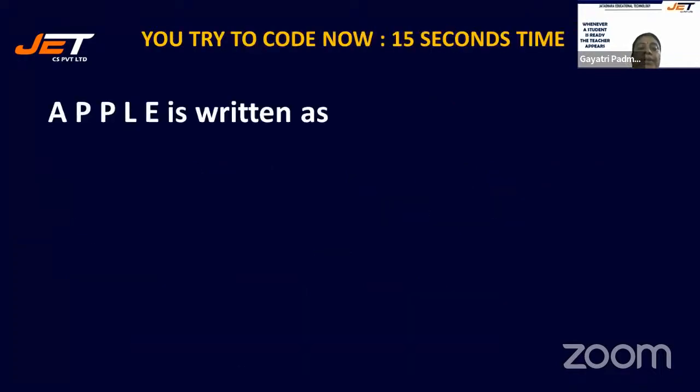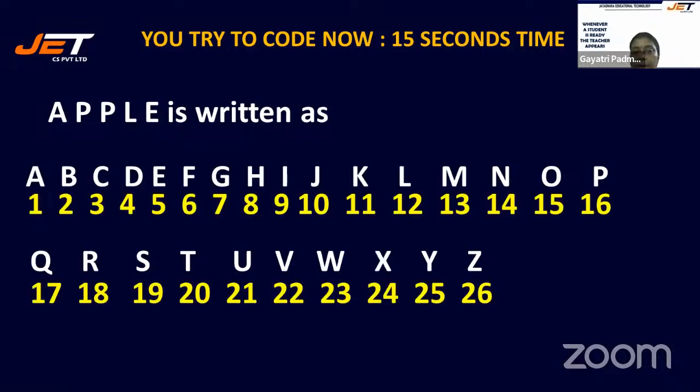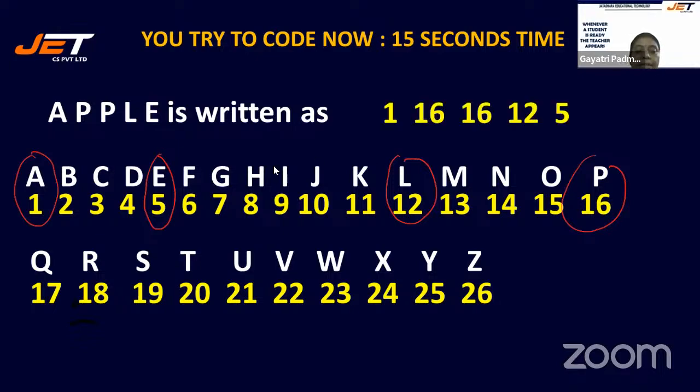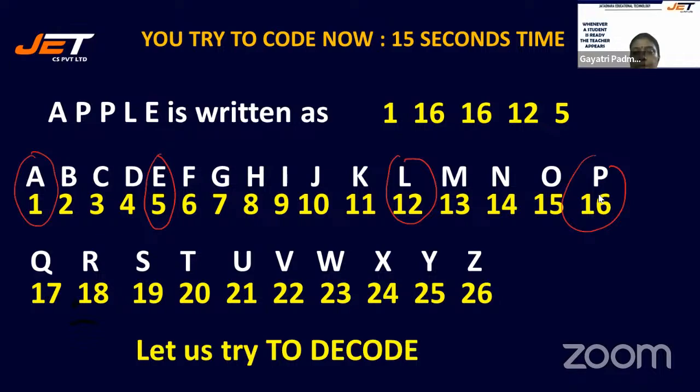Now let us try another one. APPLE. Now we are trying to code it. So what is A? A is nothing but 1. P is 16. Again, P is 16. And what about L? It is 12. And how about E? It is 5. So now APPLE can be written as 1, 16, 16, L is 12 and E is 5.